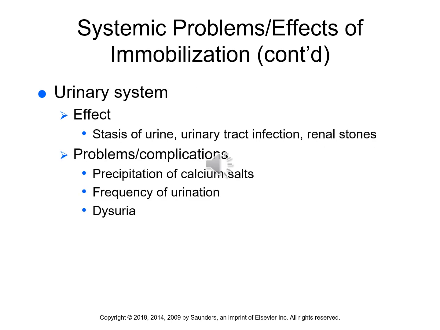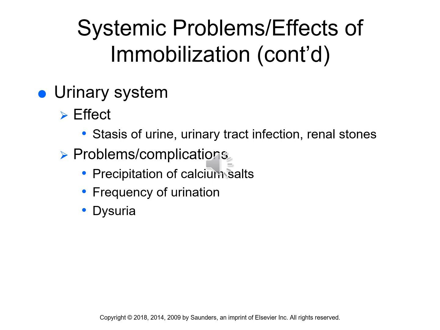Okay, urinary issues that can occur in a patient that's immobile. So, like I said, we can have urinary stasis, meaning the urine is not moving. And if the urine is not moving, that allows bacteria to build up in the urinary tract, which increases your risk for urinary tract infections and renal stones. And so that's why you'd have the dysuria or the frequency in urination or whatnot, with the urinary tract infections and things like that.